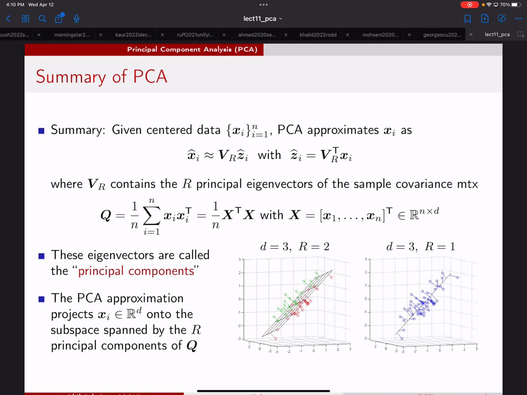All right, good afternoon, everyone. So, I'm going to continue our discussion of PCA today.